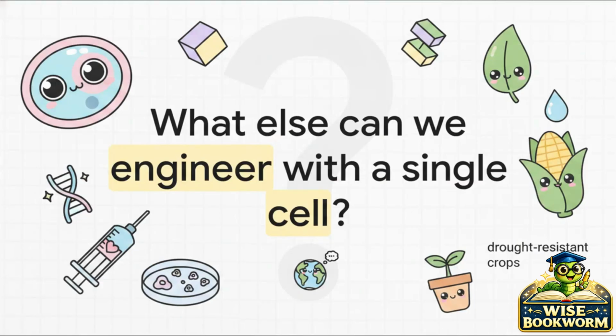Which leaves us with a pretty provocative thought to wrap up today's explainer. If one single, microscopic cell holds the complete, unbroken blueprint to rebuild an entire organism, what else are we going to engineer? From fighting severe diseases with stem cells to engineering drought-resisting crops to feed the planet, if nature can build a whole breathing, living world from just one tiny building block, just imagine what we might build next.